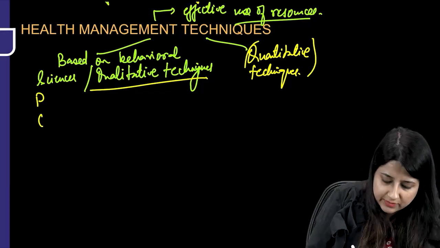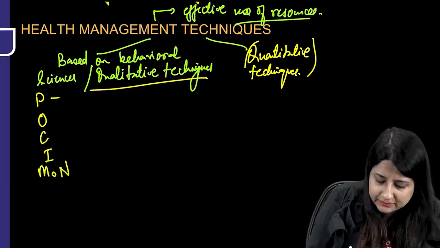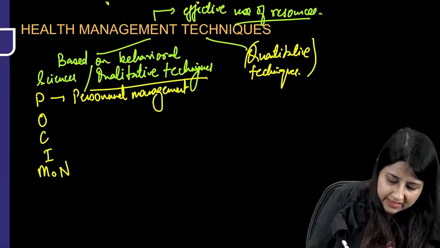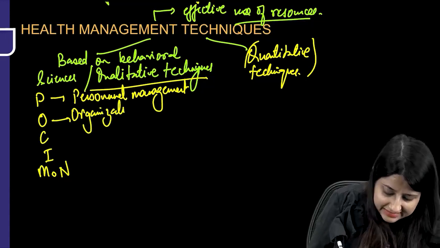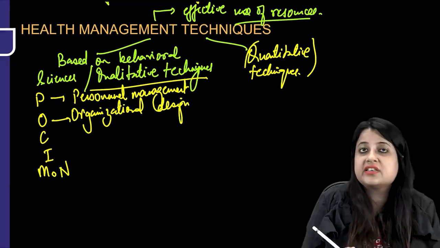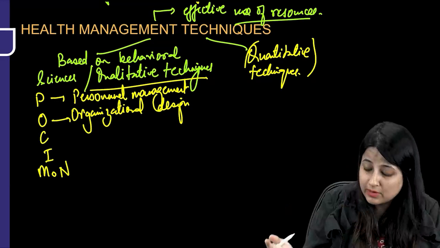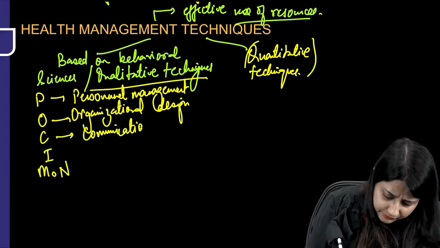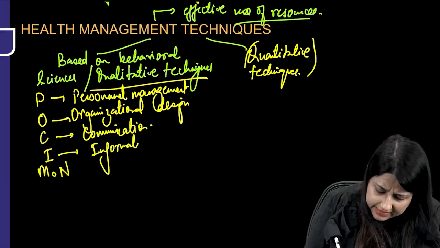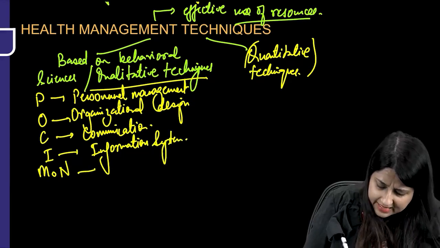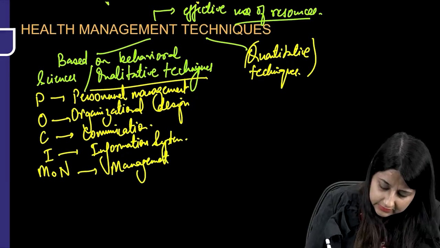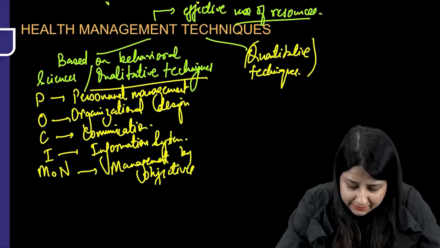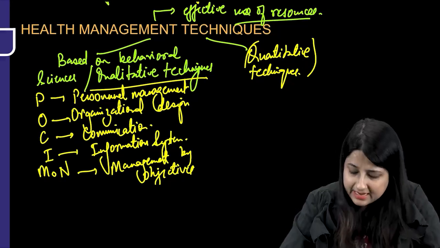What is the mnemonic I have given you, which you will remember? Pokemon. So what is P? P is personal management. O is organizational design. You at least have to know the names, guys, because they ask which of these are quantitative methods and which one is not based on behavioral sciences, something like that. Then C is communication, I is information system, and MON is management by objectives. So based on behavioral sciences are Pokemon: personal management, organizational design, communication, information system, management by objectives.